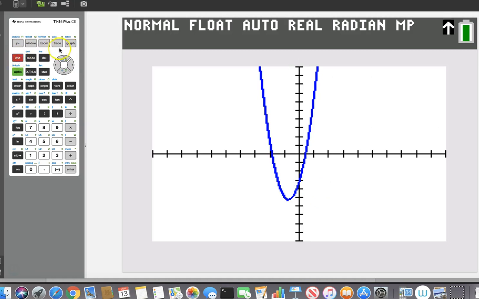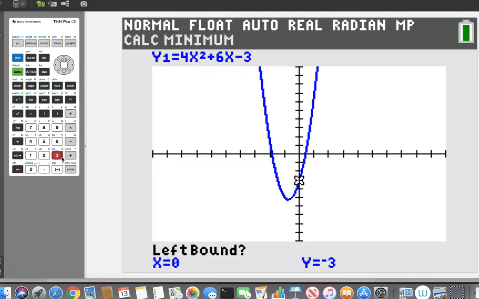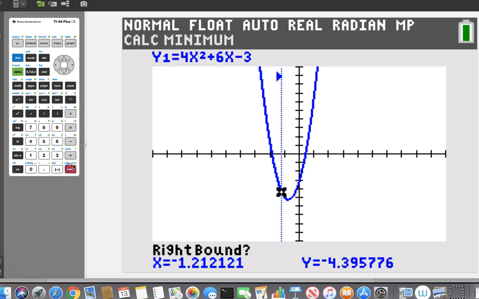If we hit second trace, here are our options. We can find the minimum, that's option 3, but I'll remind you that this is also where we perhaps find any maximum or intersection between two graphs. But we want to find the minimum of our graph, so we choose option 3, and then the calculator asks us for the left bound. Since our minimum is down here and the cursor is currently on the y-axis, I move the cursor over until I'm to the left of that minimum point, and then I hit enter. Then the calculator asks me for the right bound, so I move the cursor so that I'm to the right of my minimum point, and then hit enter.